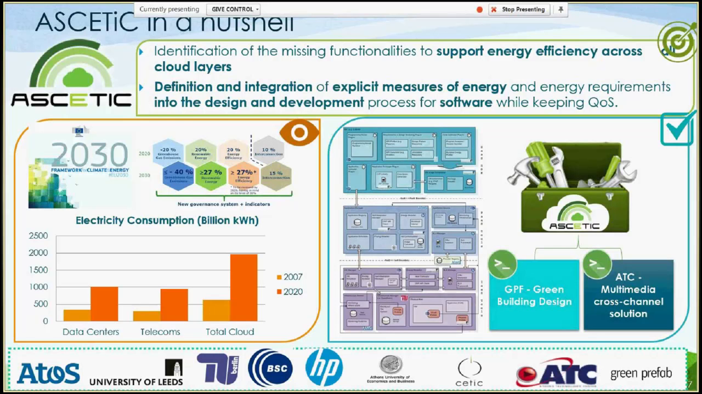And the second one, ATC, is a multimedia cross-channel solution, very much to do with a flow of news from all around the world, where this data needs to be managed at large scale, and therefore ASCETiC would also propose this energy-aware reference architecture to show the benefit of having such applications. Again, benefit from the actual architecture.